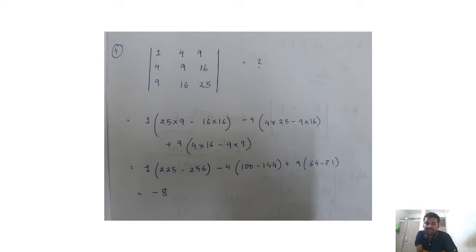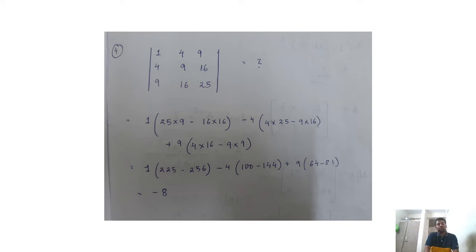So let us have another problem, and in this problem we have to find the determinant for this matrix: 1 4 9, 4 9 16, and 9 16 25. So how will you find the determinant for this matrix? I think all of us know how to find the determinant.